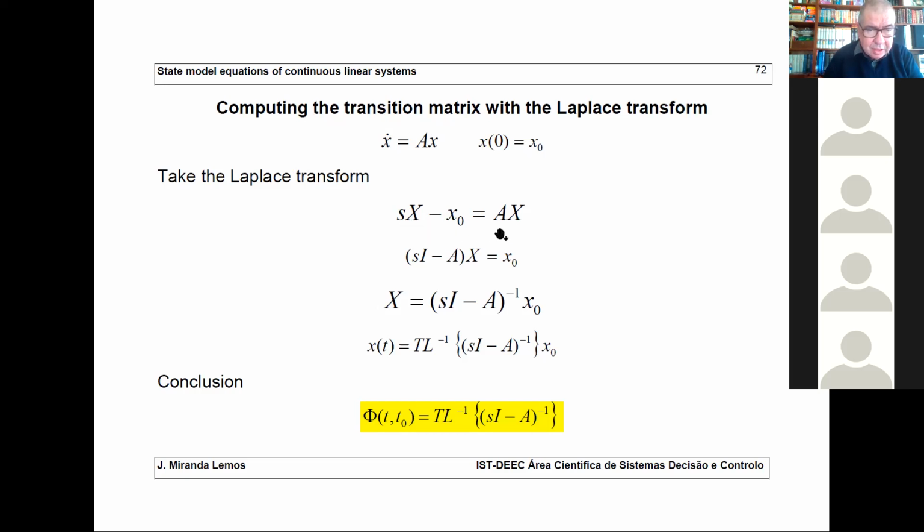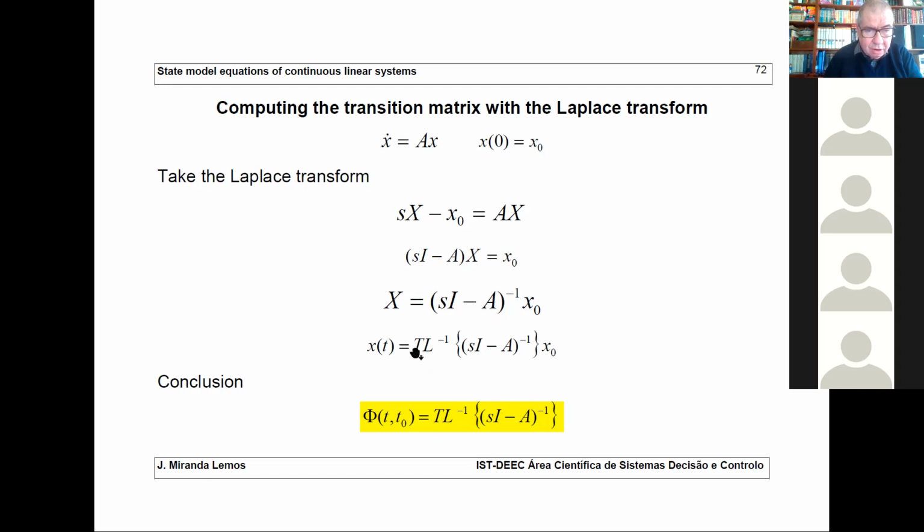You solve it with respect to x, and you get x equals the inverse of sI minus A times x0. Now, if you take the Laplace transform, x0 is a constant, so x(t) is the inverse Laplace transform of the inverse matrix sI minus A multiplying x0. So the exponential can be computed using this formula. It is the inverse Laplace transform.